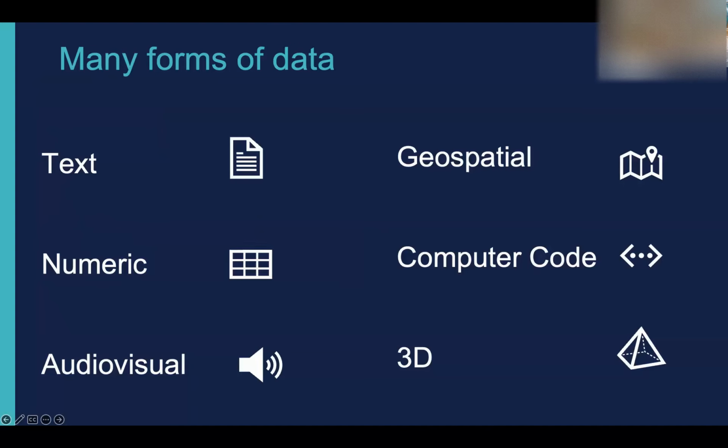Numeric data is probably one we're all very familiar with. Ever opened a spreadsheet? But there, any kind of things that could be used for audiovisual. We might study people's affect in a recording. We take oral histories. We are studying acoustics. So any number of things there. Geospatial is something the data services team specializes in. And then 3D data and computer code as well, or other formats. Really, anything that you're touching in your research could be considered data.